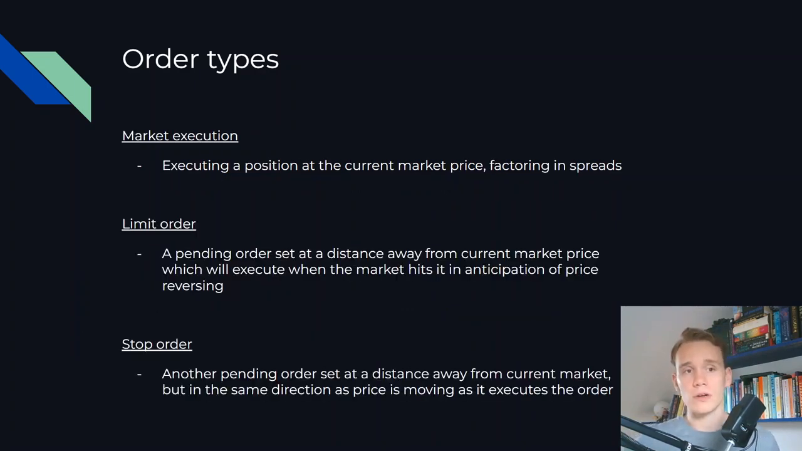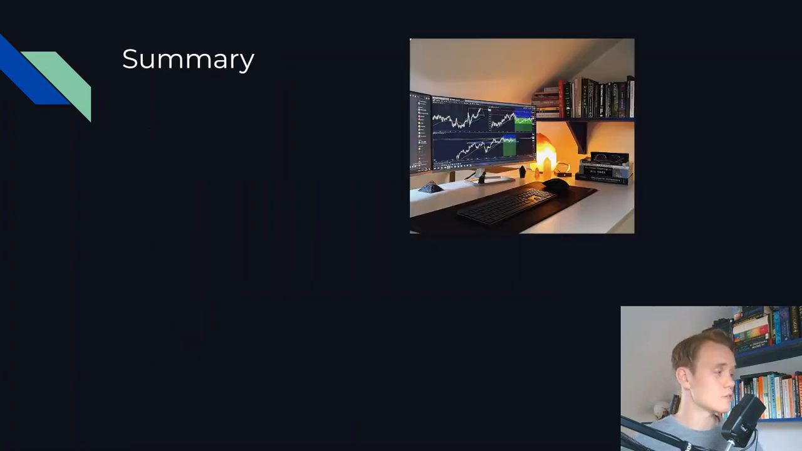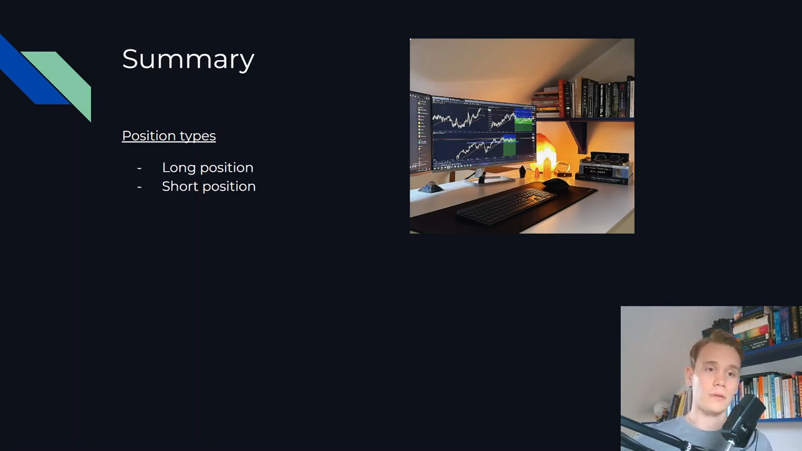So they're the three order types. And now, in summary, we have gone over a few of the position types. We have the long position. We have the short position. So we are either betting to the upside or betting to the downside. And we also have the third and most important position, which is the neutral position. No position. Sit on your hands when there's nothing to do.